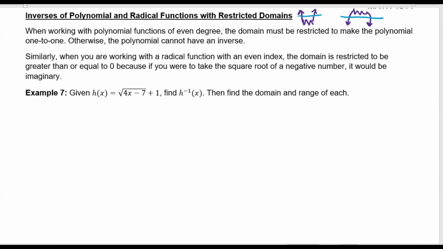Okay, so here, remember when our index is even, we can take the square root or the fourth root or the 20th root of 0 and still get 0. But the moment we try to take the square root of a negative, we get into the world of the imaginaries. So the next couple of examples are going to restrict the domains so we don't have the issue of not having an inverse. So example number 7: given h of x equal to the square root of 4x minus 7, plus 1, we need to find the inverse. Then find the domain and range of each.